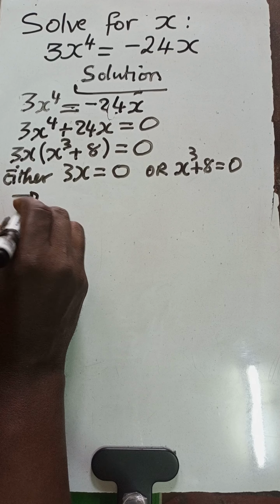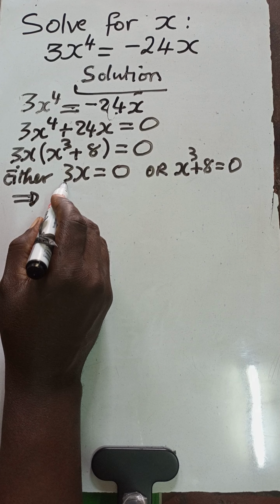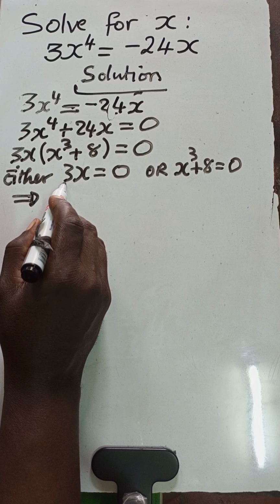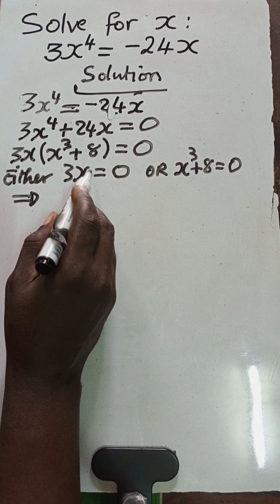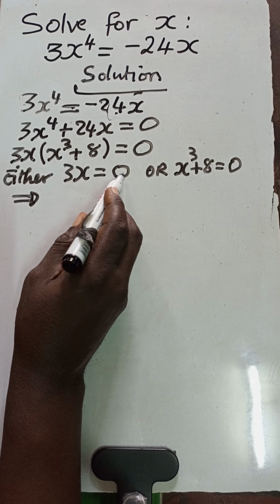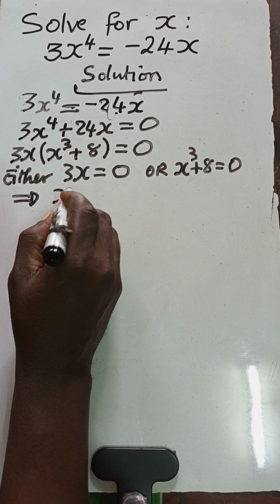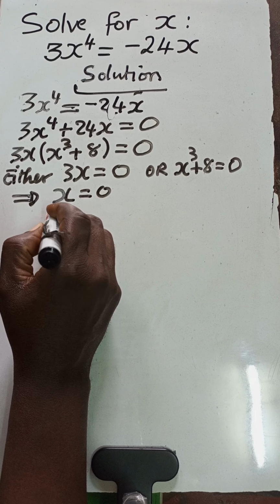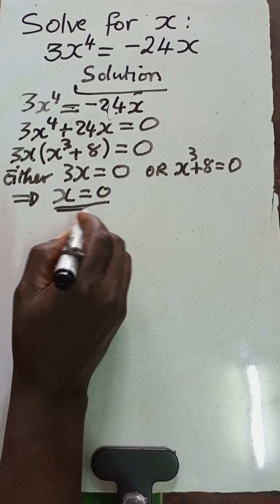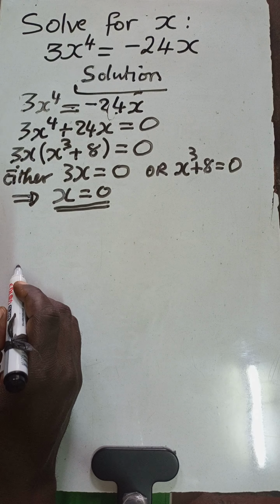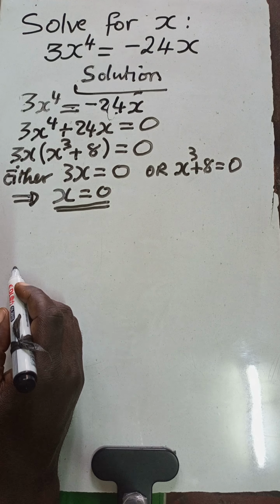Now, 3x giving us 0, since 3 is already a constant and can never change, and 3 can never be 0, it therefore means that the element that brought the 0 should be x. So x must be 0. This is our first solution. This is our first solution of this polynomial of degree 4.